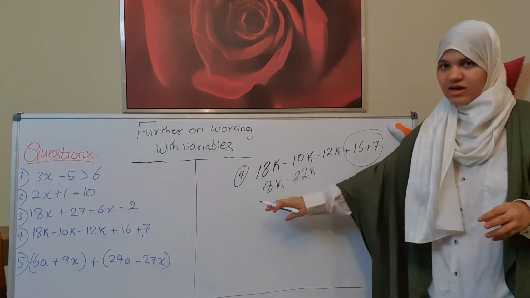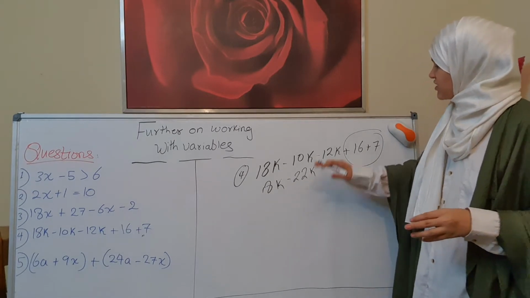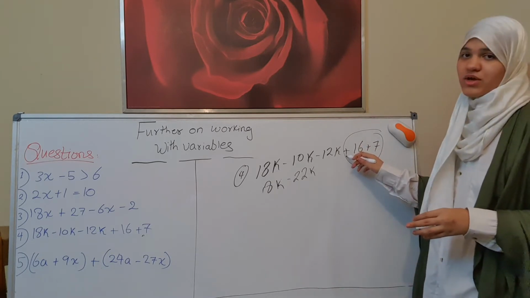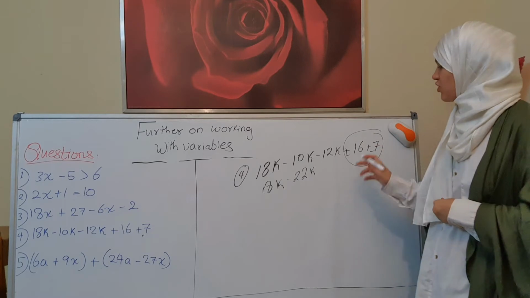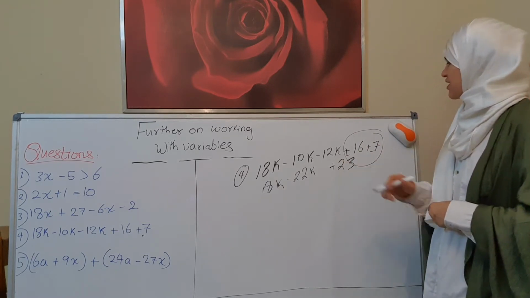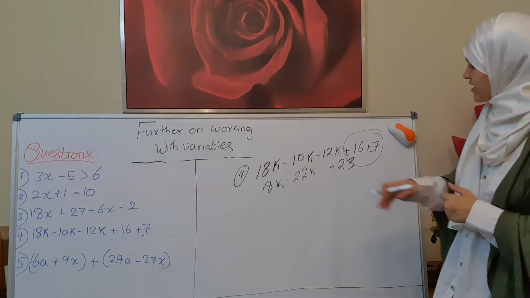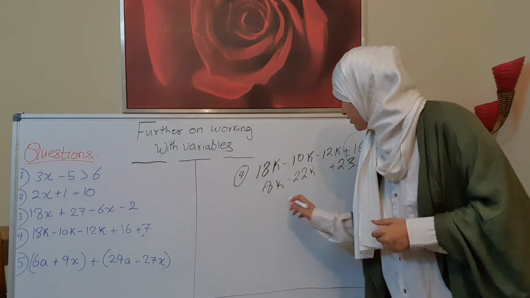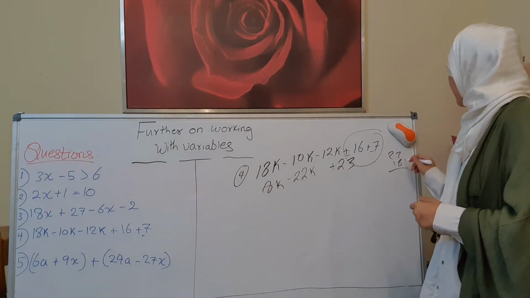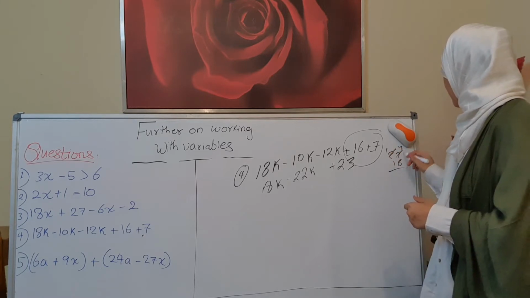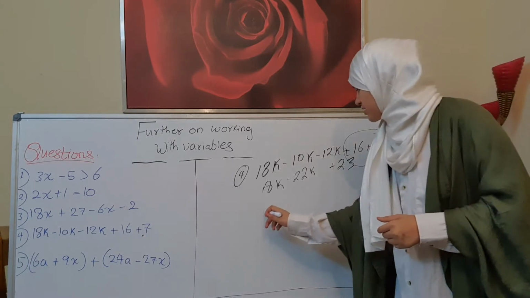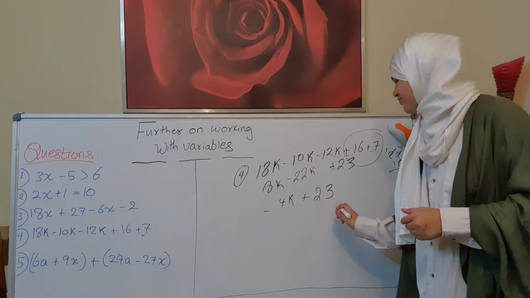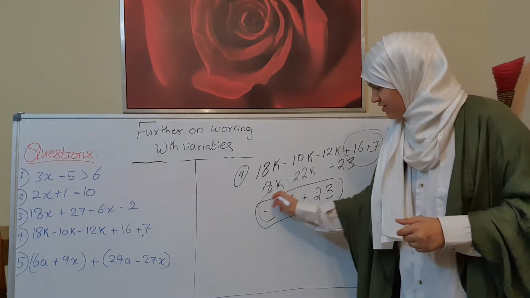before we solve for the k variable, let's do the 16 plus 7, that it will be 23, because here what we have, positive in the two numbers, so it will be plus 23. Now 18k, when we subtract it, it will be 18 and 22, negative 4k plus 23. Why do I put negative here, negative 4k?